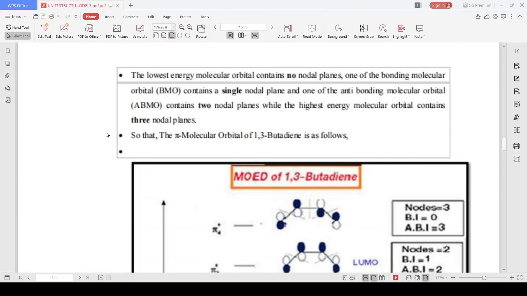The lowest energy molecular orbital contains no nodal planes. One of the bonding molecular orbitals, BMO, contains a single nodal plane, and one of the anti-bonding molecular orbitals, ABMO, contains 2 nodal planes, while the highest energy molecular orbital contains 3 nodal planes. So the pi molecular orbitals of 1,3-butadiene are as follows.